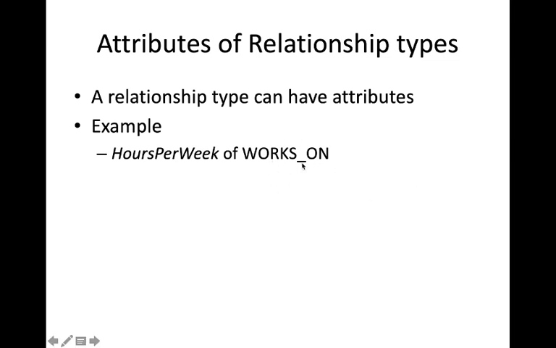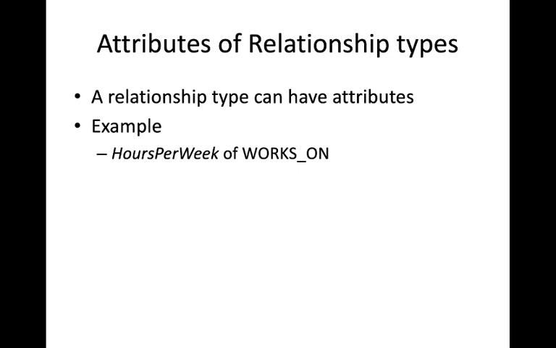Works on is the relationship between employee and project. So an employee works on some project, and we need to find the hours per week that an employee works on a particular project. That hours per week is not an attribute of the employee, or of the project. Imagine that I am working on five different projects. As an employee, I need to keep track of how many hours I worked on each project.